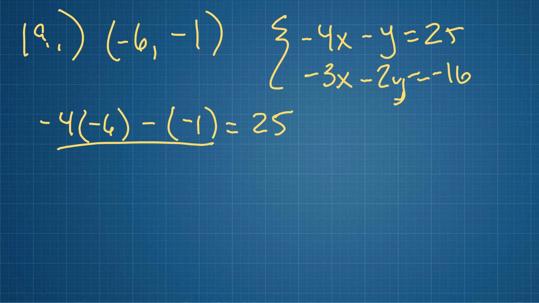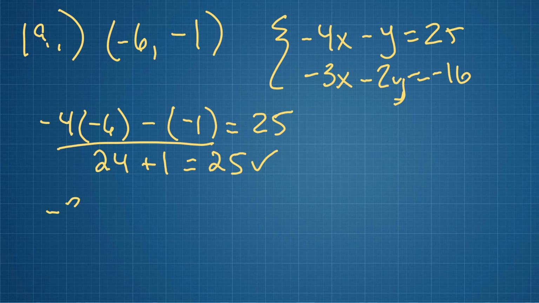I'm going to do it in my head. Negative 4 times negative 6 is 24. Minus times the minus is a positive, so it's 24 plus 1 is 25. That's true. Now, that doesn't mean anything yet. They both have to be true. So that just means I have to check the second equation. Just means I have a shot.